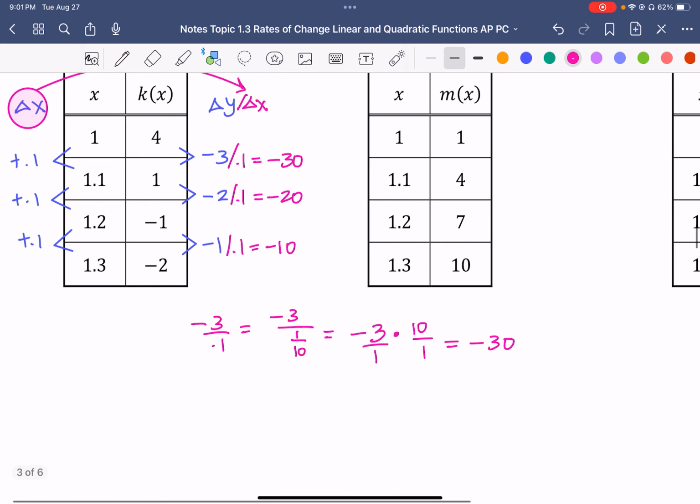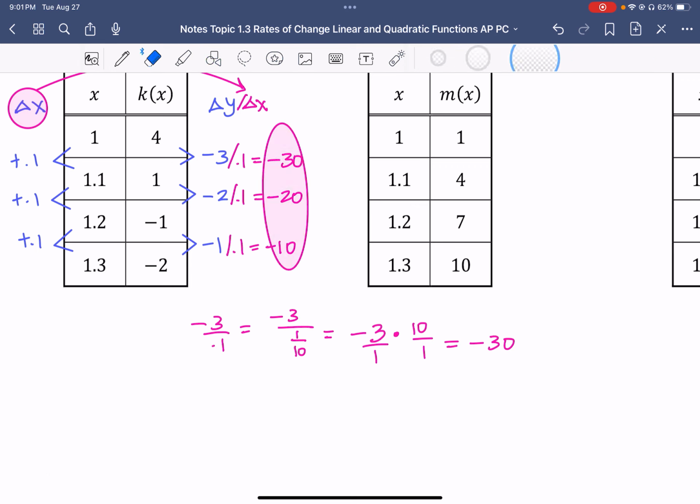Okay, so just like we've been doing, you're going to circle the first ones, and you're going to label those your average rate of change.